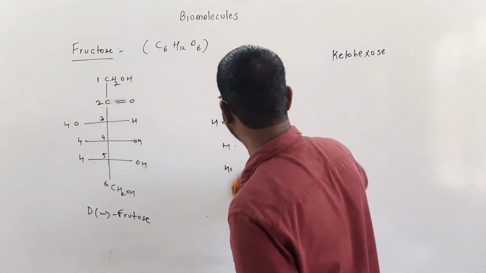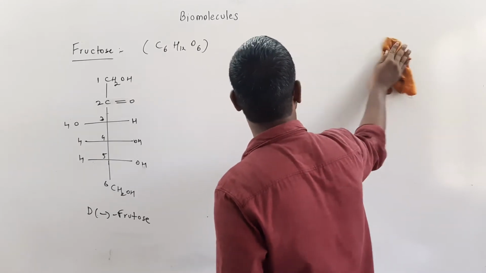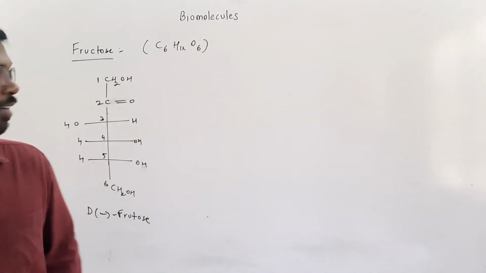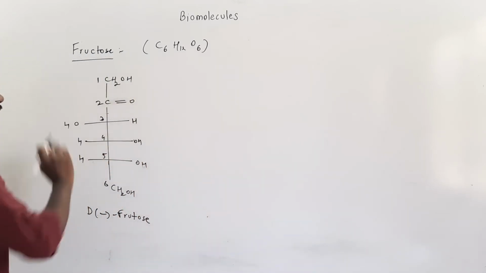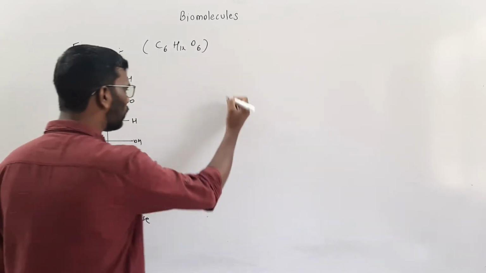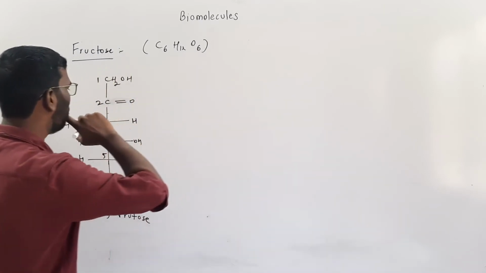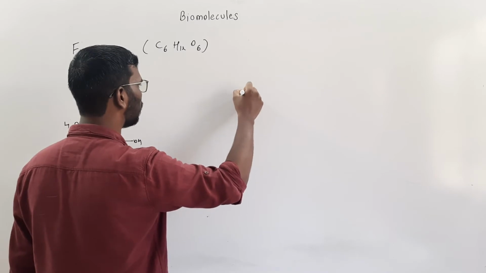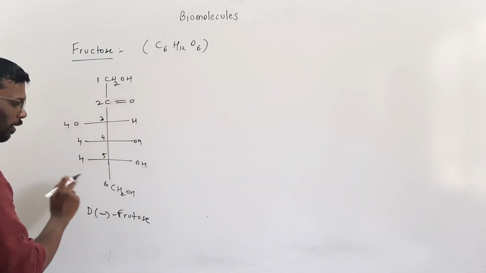So let us write about the alpha D fructose and the beta D fructose. First I will write the reaction between OH and the keto group over here. So first structure, this part will remain intact, carbon 3, 4, 5 and 6.